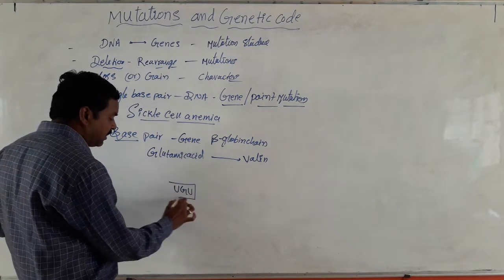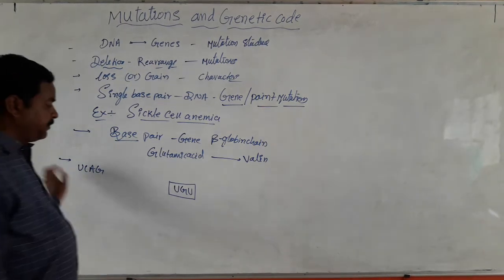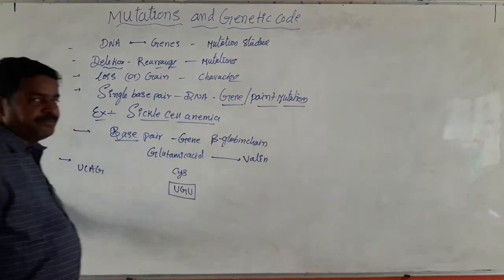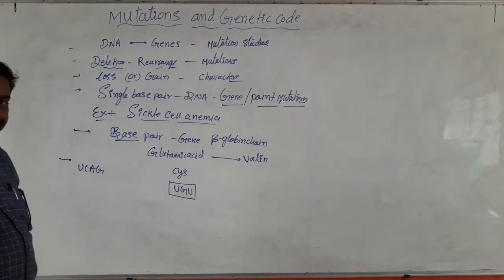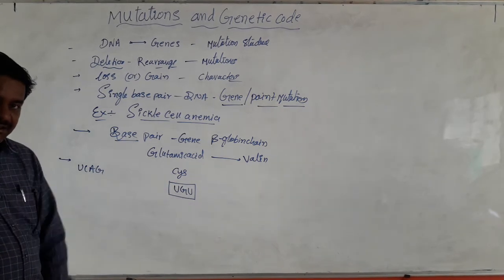This is one of the codons. UGU is one of the codons. It recognizes the amino acid cysteine. For example, this is one of the codons that recognizes the amino acid cysteine.